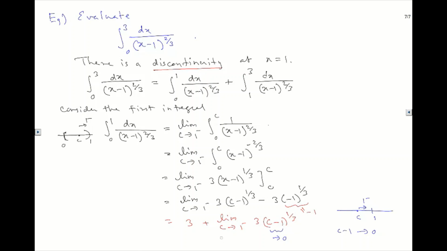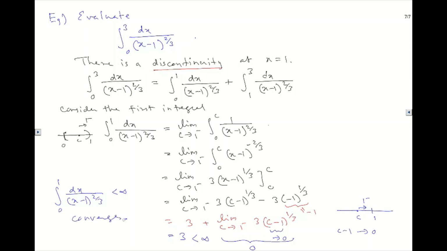So this limit is simply 0. So that means your final answer is 3, which is finite. As this is finite, that means the integral converges. So this part of the integral converges. So that means the integral from 0 to 1 of dx over (x minus 1)^(2/3) converges. That's another way to write converges.